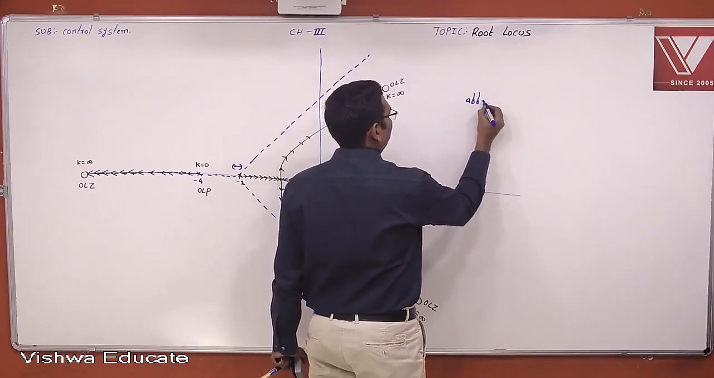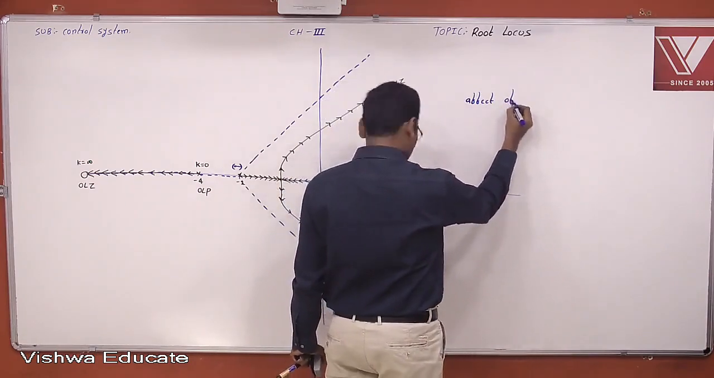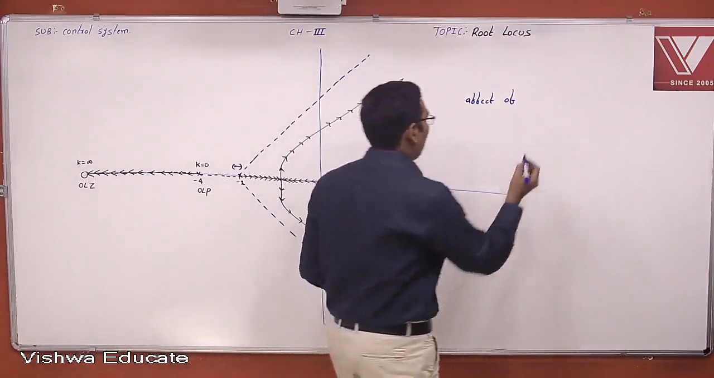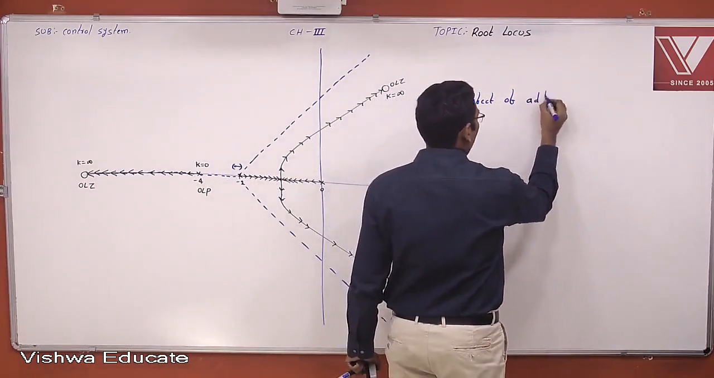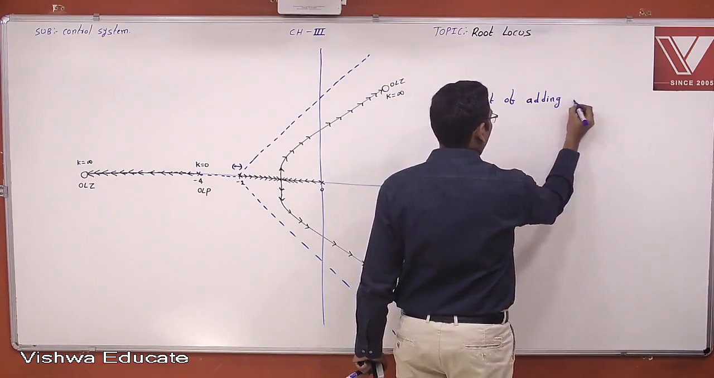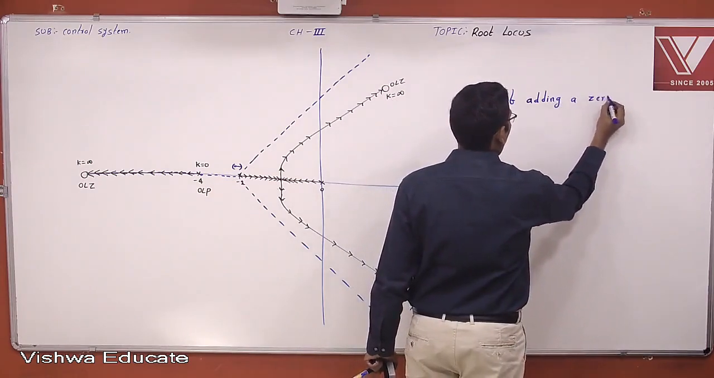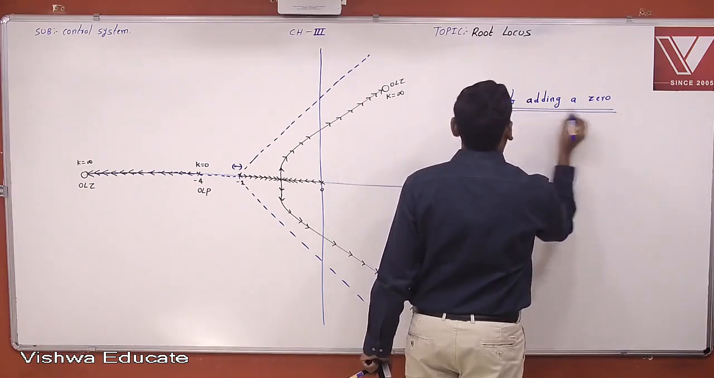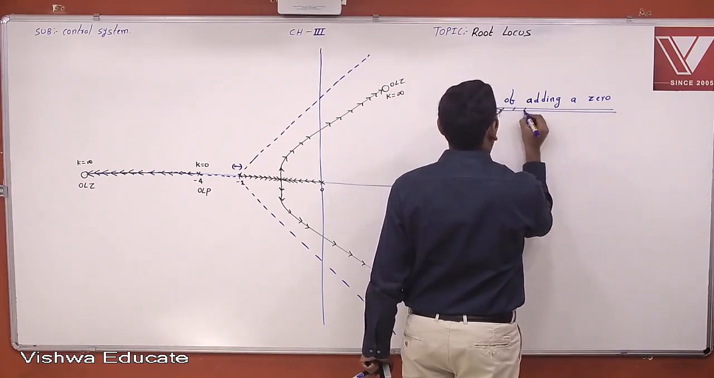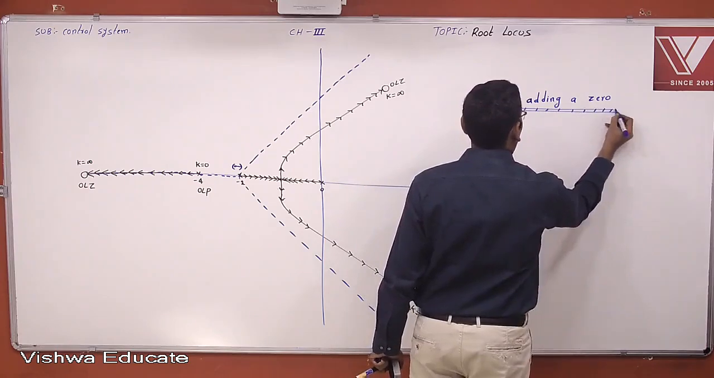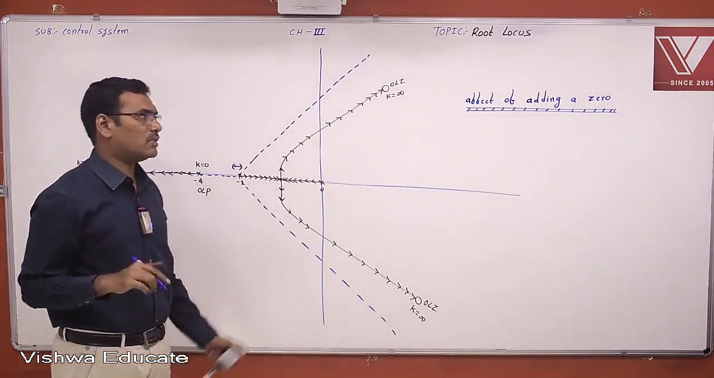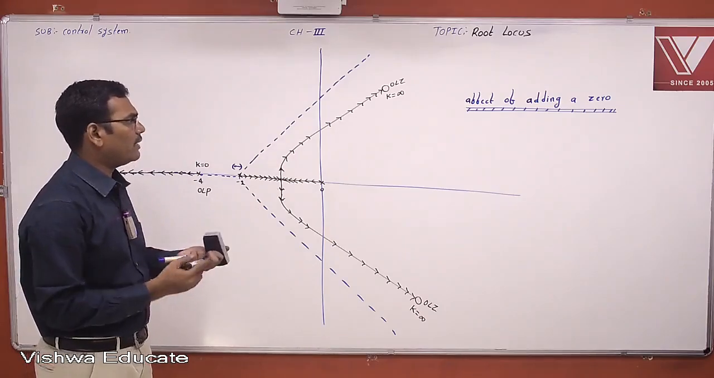Effect of adding a zero. What happens when you add a zero? What is our observation? We want to see the observation with the root locus diagram. Okay, effect of adding a zero.